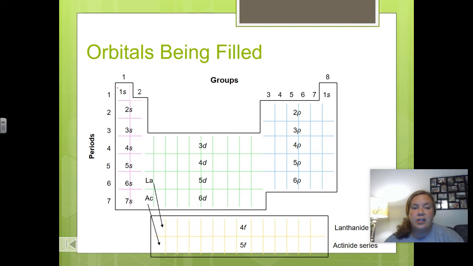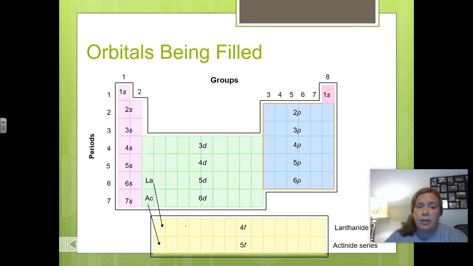Now, the orbitals that are actually being filled, we can look at this kind of like the periodic table. So you'll notice this section of 2 columns, this is our S block. This section of 6 columns, this is our P block. Our middle section, our transition metals, is our D block. And our inner transition metals is our F block. And you're going to start to see why the periodic table is so important to understand and how to use. You can see the colors on there to indicate your S, P, D, and F.